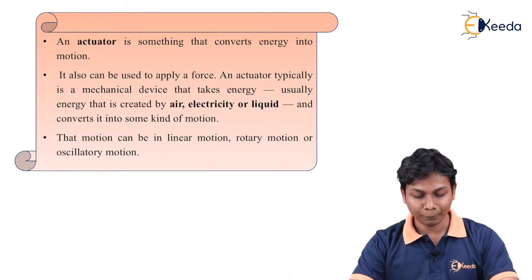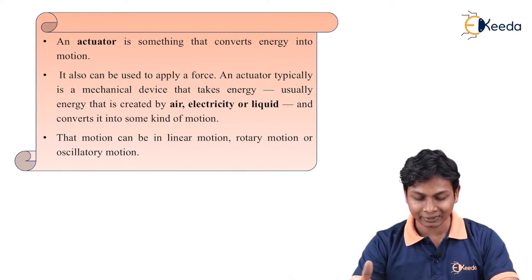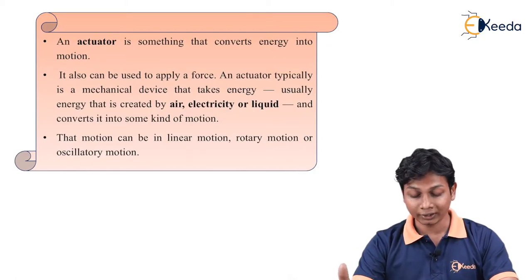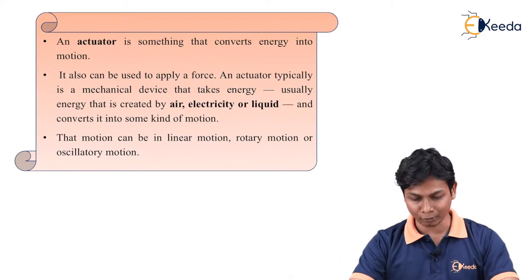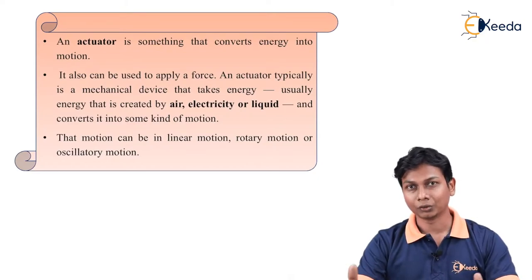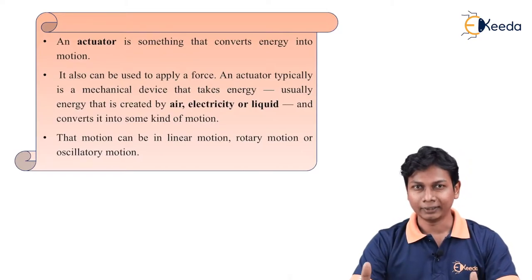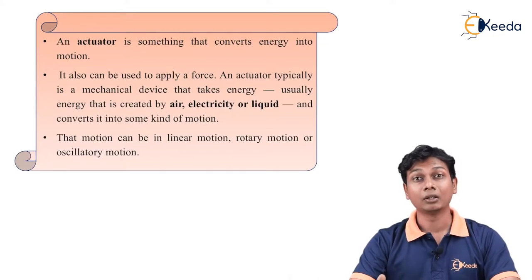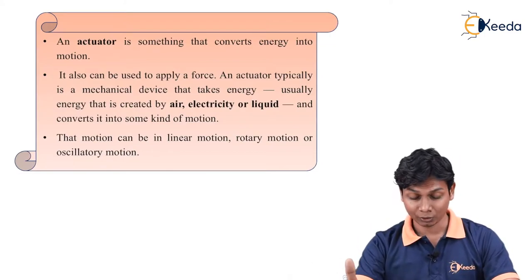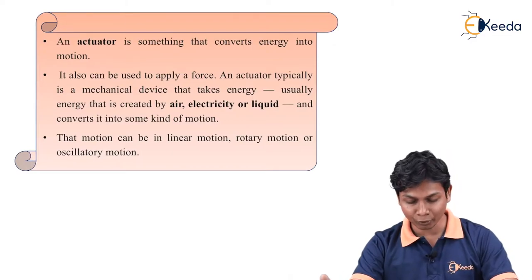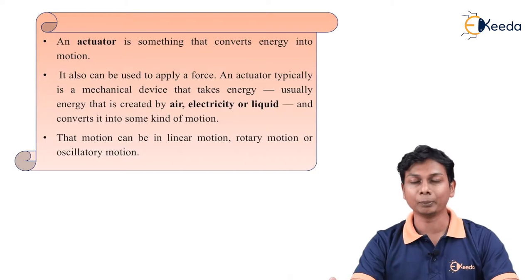An actuator typically is a mechanical device that makes energy, usually energy that is created by air, electricity or liquid, into motion. Means what? If we consider converting energy into motion, that energy can be air, electricity or liquid. As I said earlier, the electrical signal can be voltage or current. In the same way, the energy can be air or liquid also, and it is converted into a particular motion. As you know, there are different types of motion. What are the different types of motion? It can be linear motion, rotary motion, or oscillatory motion.